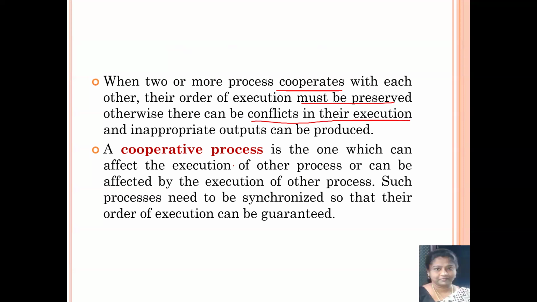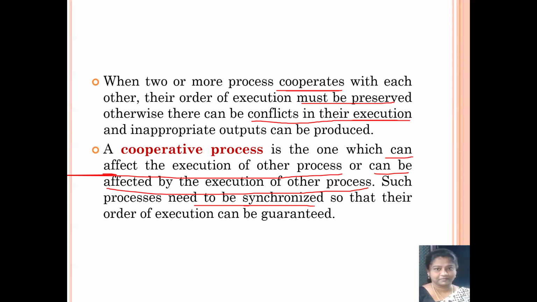So, how do we define a cooperative process? A cooperative process is one which can affect the execution of other processes, or which can be affected by the execution of other processes. These are called cooperating processes, and such processes must always be synchronized. Why should they be synchronized? Only then will they guarantee their order of execution, and only then will we not have any conflict. So process synchronization requires the processes to be cooperating with each other.